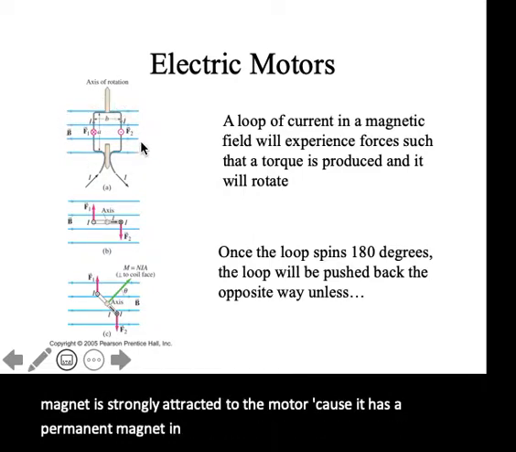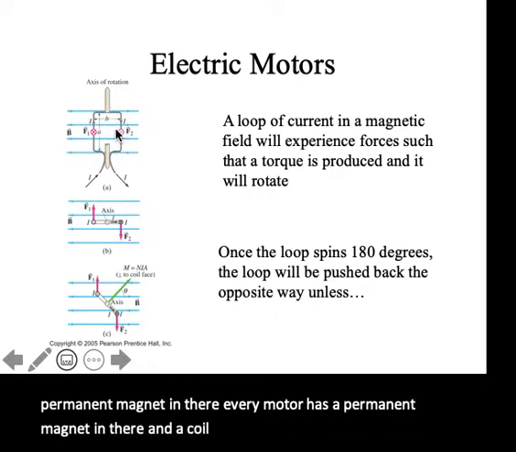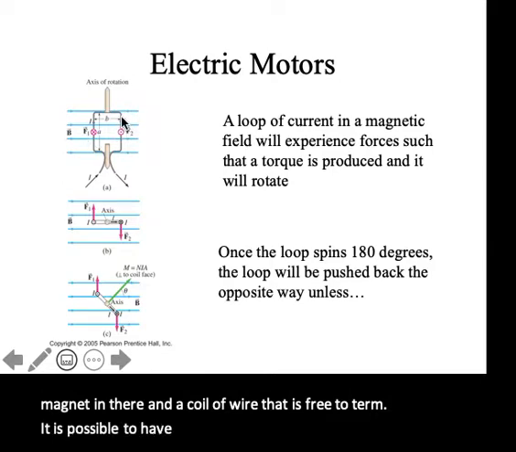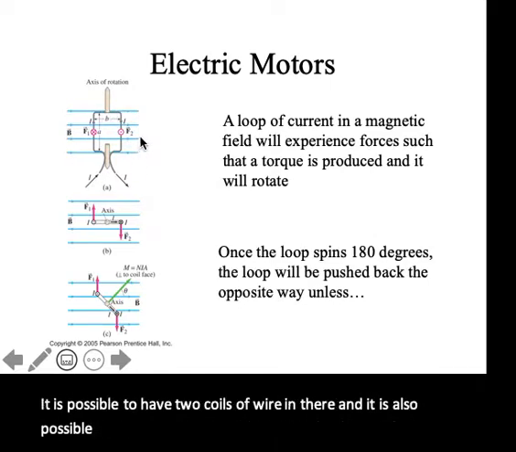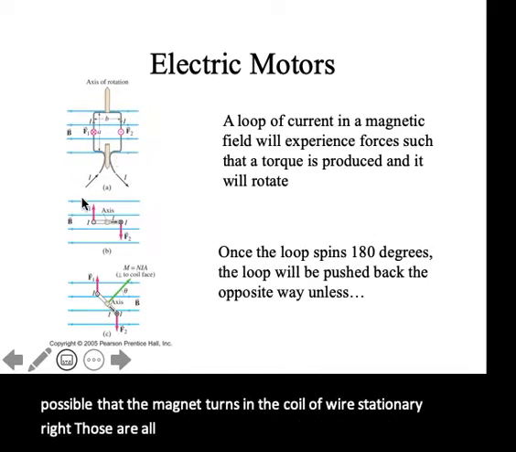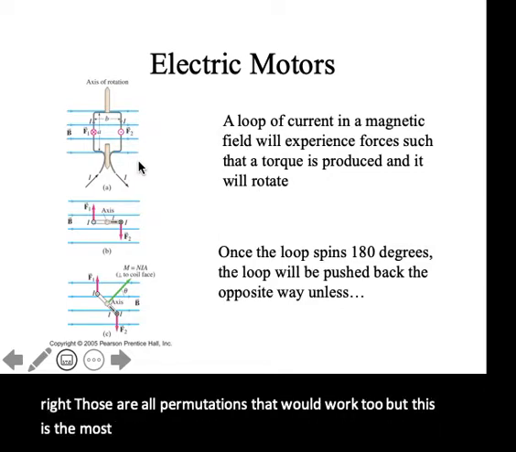Every motor has a permanent magnet in there and a coil of wire that is free to turn. It is possible to have two coils of wire in there, and it is also possible that the magnet turns and the coil of wire is stationary, right? Those are all permutations that would work too, but this is the most common kind. I'll show you a picture in a second.